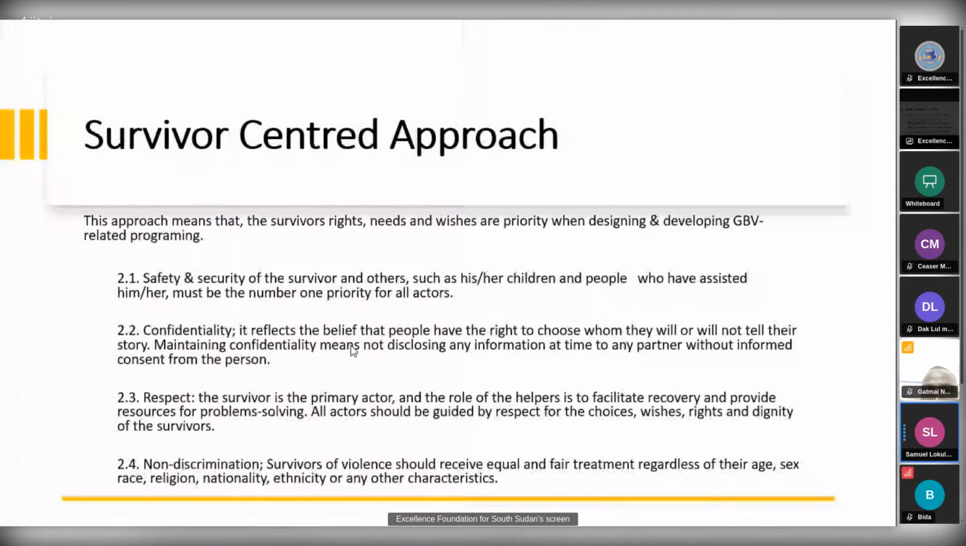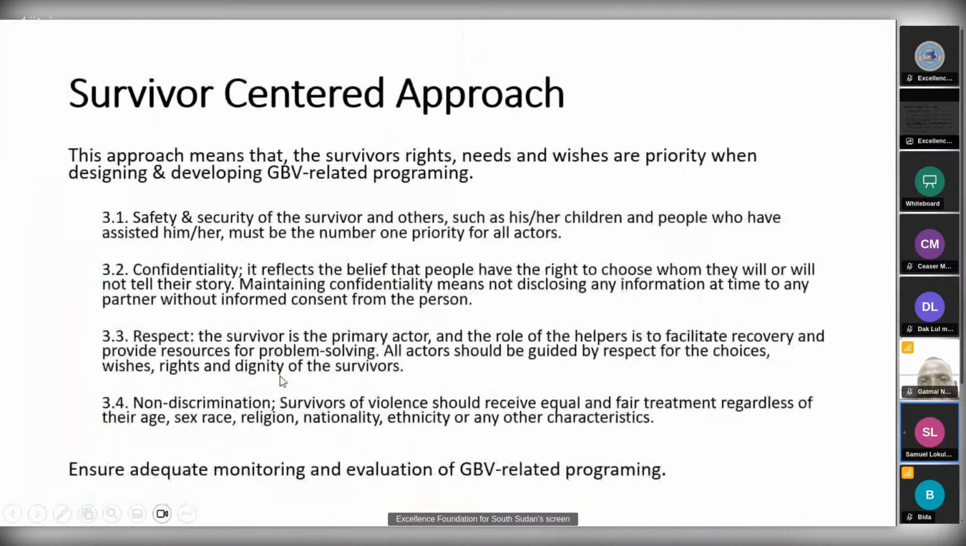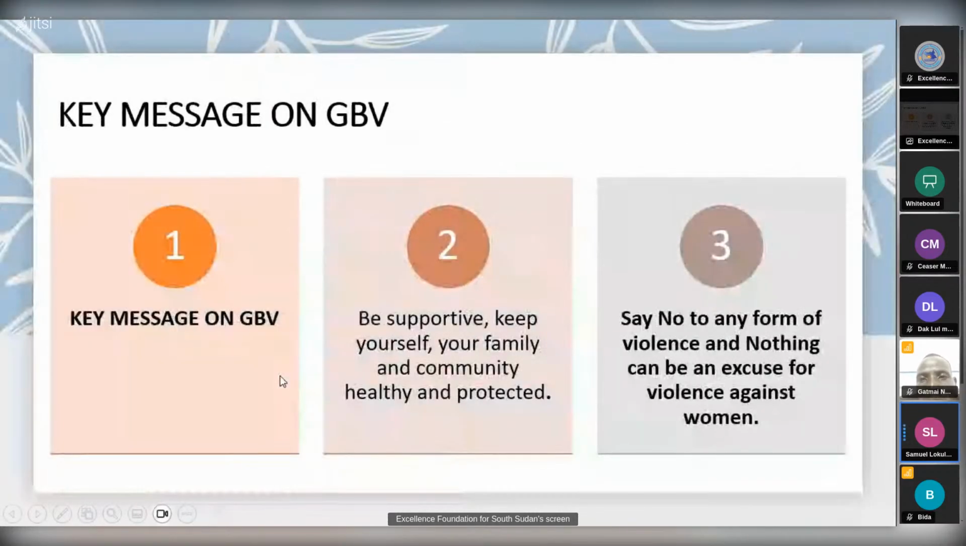Yes, the third approach is called the community-based approach, and we say this approach insists that affected population should be leaders and the key partners in developing strategies related to their assistance and protection.